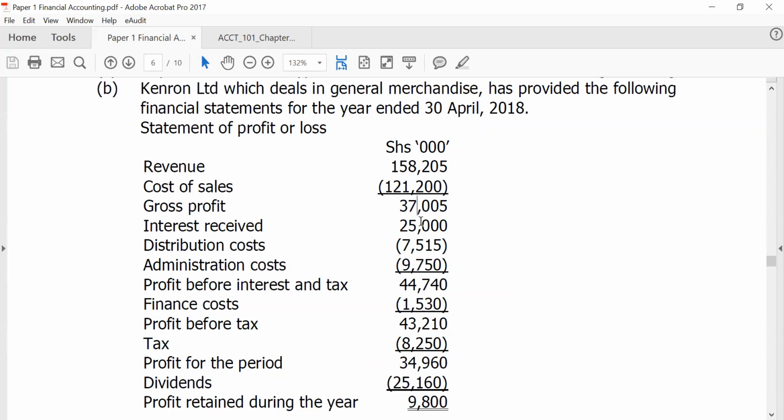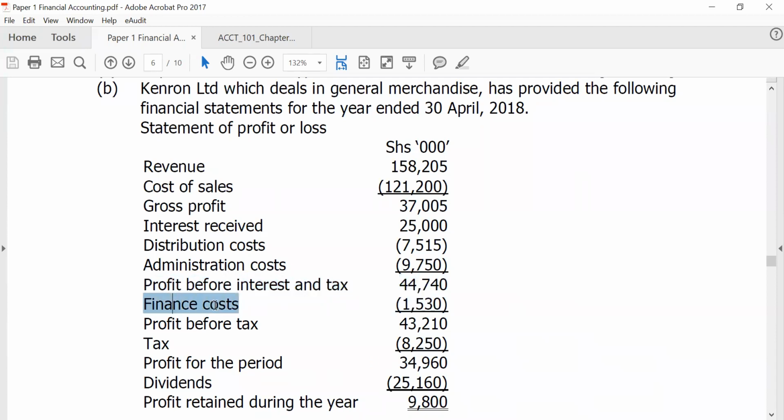We have interest received. We know very well that interest can either be an interest expense, but it can also be an interest income. And it's an interest income when you have, let's say, money in a bank account, which is interest receivable, meaning that you maybe receive a given amount of interest every month. So we have distribution costs, we have administration costs, and then we have profit before interest and tax.